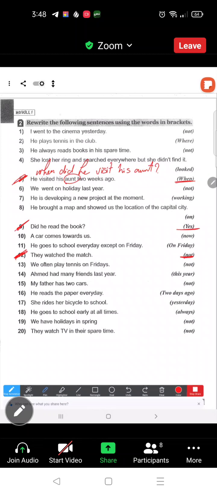Okay, so look at these two words. They have the same pronunciation, but they have a different meaning. The first one, this is an animal, the ant. Number two, family member, aunt. And they also have a different spelling, A-N-T, A-U-N-T. Okay? Let's move to number 9.